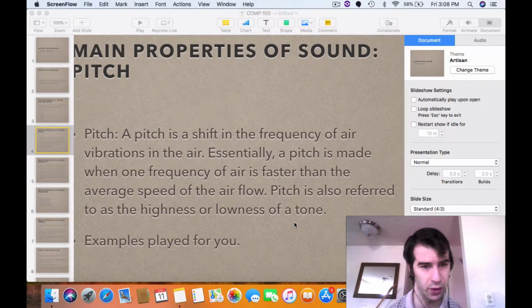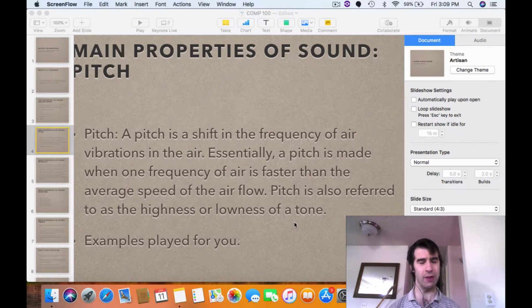We are continuing in the main properties of sound series with the definition of what pitch is. A pitch is a shift in the frequency of the air vibrations in the airflow. Essentially, a pitch is made when one frequency of air is faster than the average speed of the airflow around it. Pitch is also referred to as the highness or the lowness of tone.